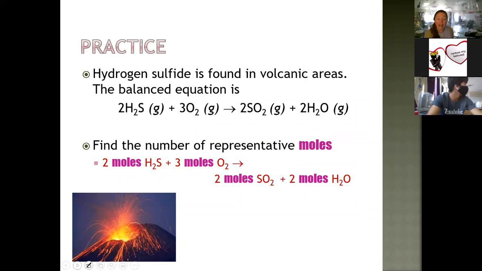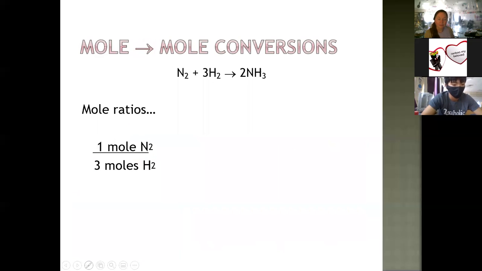Or I could think about it in terms of moles. Same equation, 2 moles of H2S, 3 moles of oxygen, and I can form 2 moles of sulfur dioxide and 2 moles of water. So molecules or moles. Moles is what we're going to focus on the rest of today. I can use my balanced equation to put together some ratios of the mole numbers from the balanced equation.